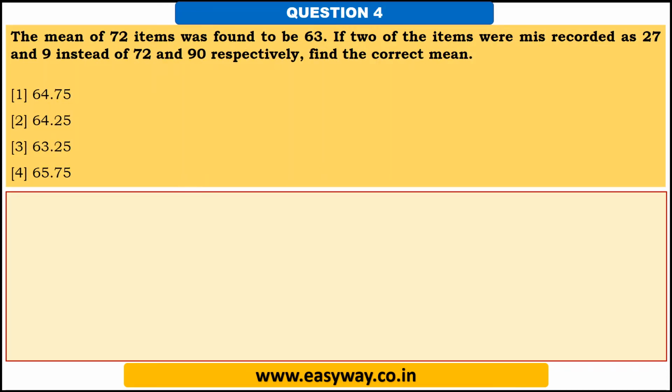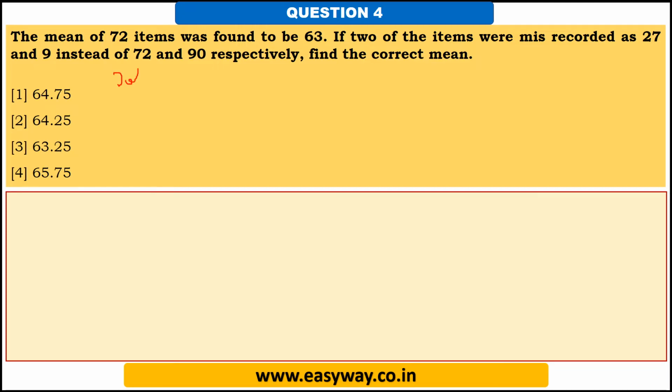Now next question is, the mean of 72 items was found to be 63. If 2 of the items were misrecorded as 27 and 9 instead of 72 and 90 respectively, find the correct mean. Now in order to do this question, we'll first understand the concept of mean. Now what is the concept of mean?